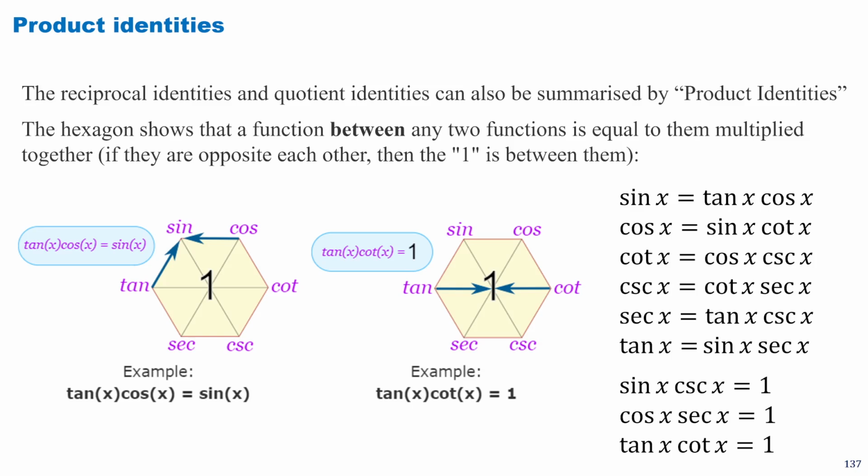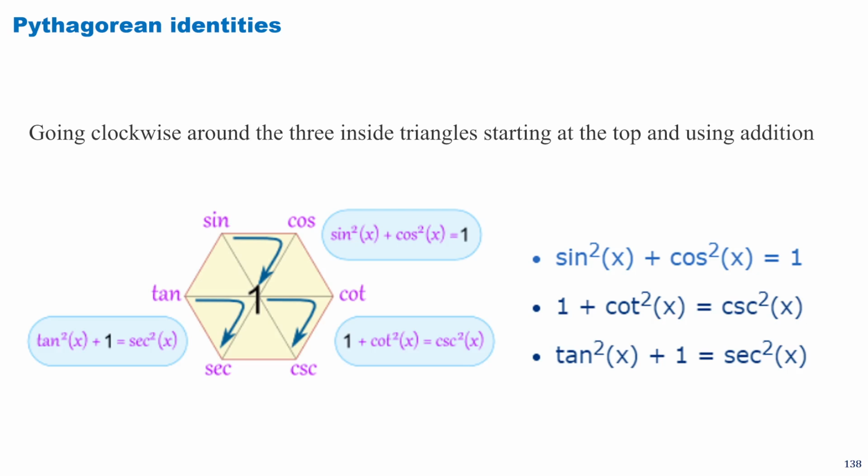Alright, next, Pythagorean identities. If we go clockwise around these 3 inside triangles starting at the top and using addition, then we'll have 3 Pythagorean identities. Again, I'm not gonna prove this for you here. You can try to prove this by yourself after this class. So this magic hexagon will help you to memorize this relation.